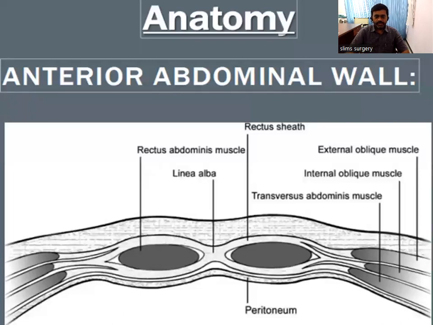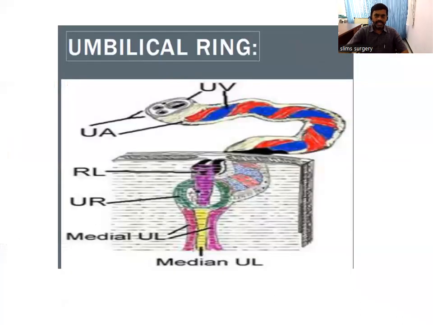Before going into detail, we should know the anatomy. So in between these two rectus muscles, there is a linea alba. This is the site for the umbilical region. So this is the linea alba. So through which all the content will come out and go in, right? So this is the case of pediatric umbilical hernia. There will be a patent median umbilical ligament through which the content will come out and go in.